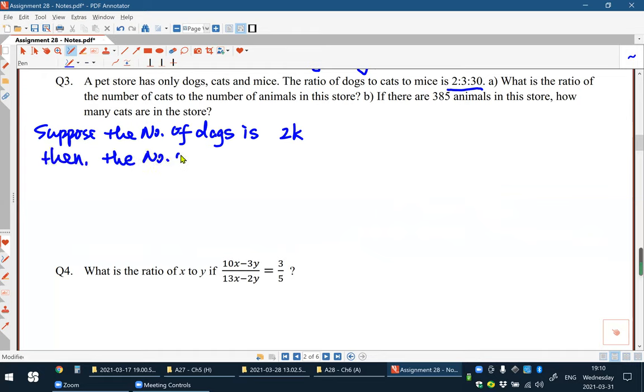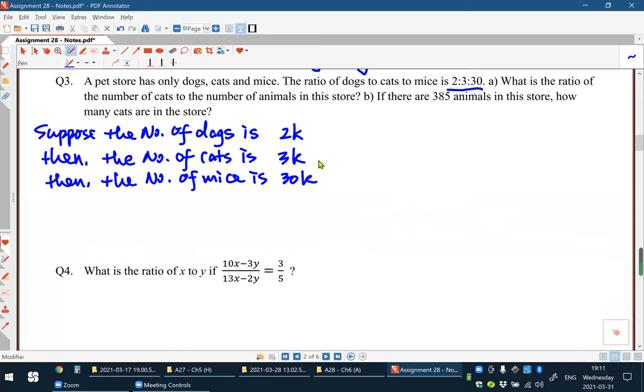Then the number of cats should be 3K, right? Because we know that the ratio of dogs to cats is 2 to 3. If dogs is 2K, the cats must be 3K, right? So follow the same principle. What is the number of mice? It should be 30K, right? Then only in this way, the ratio of dogs to cats to mice is 2K to 3K to 30K, which is 2 to 3 to 30, right?